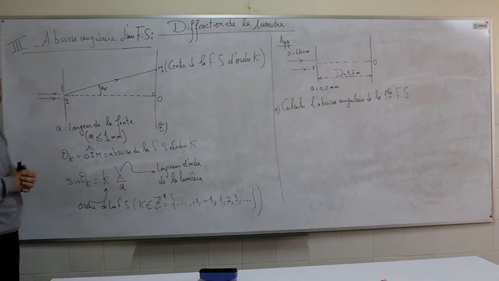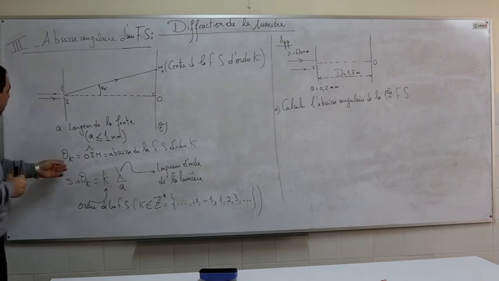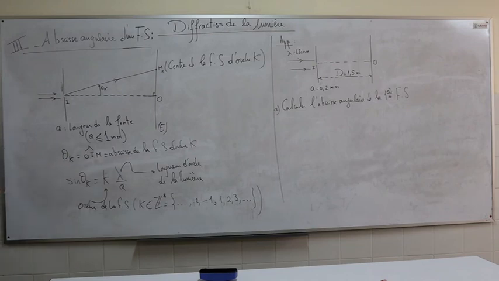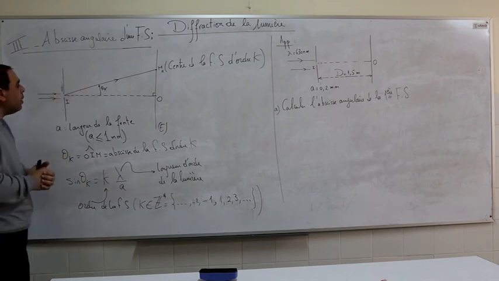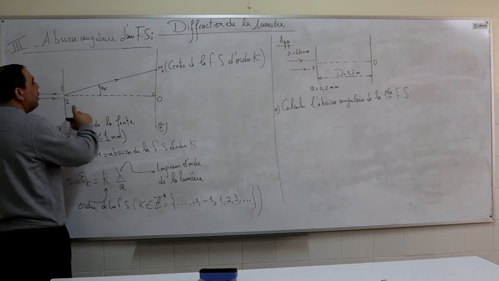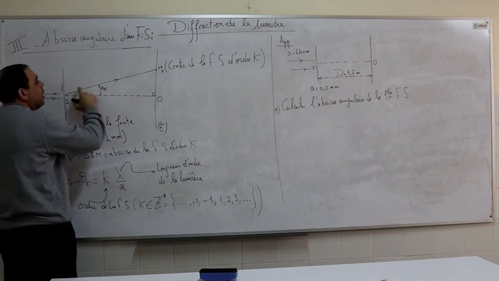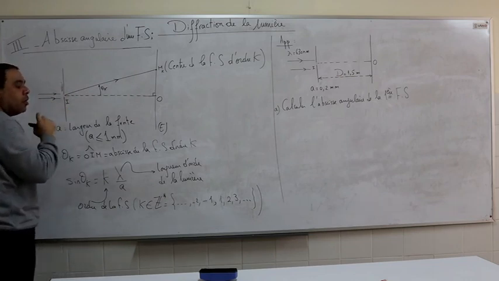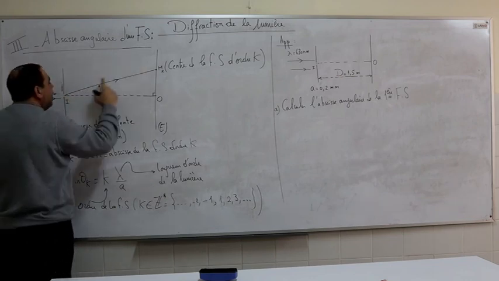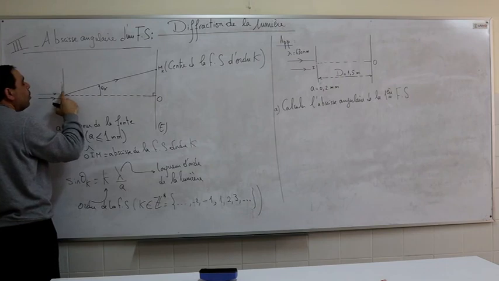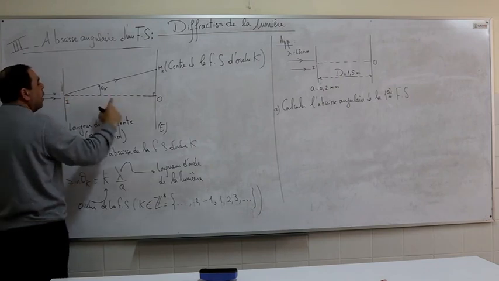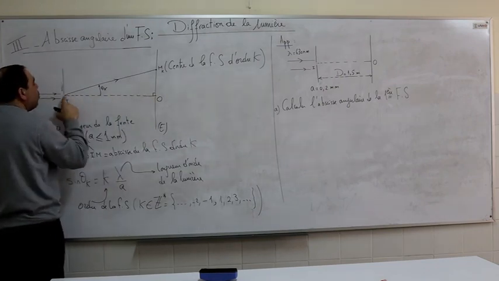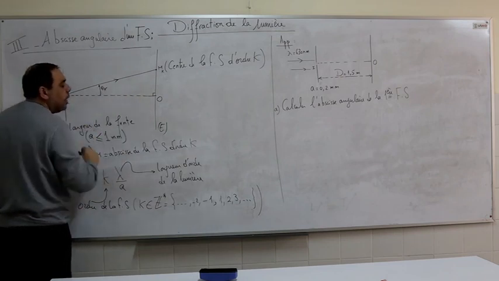Theta k will be the angular abscissa that is formed between the ray Mk I, where I is the center of the slit, and IO, where O is the foot of the perpendicular drawn from I to the observation screen.